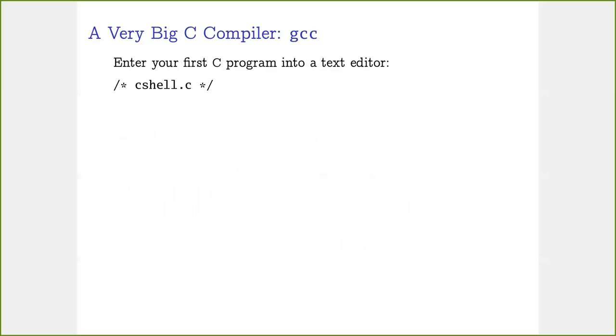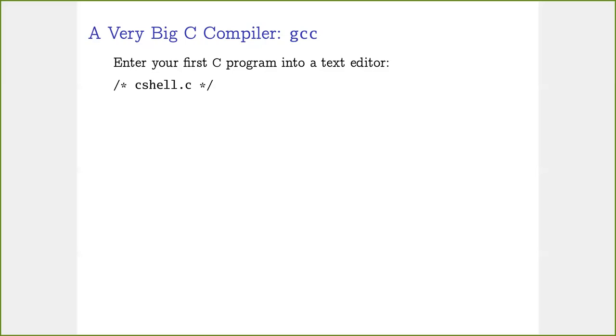Now let's go on and look at GCC. It is a very big compiler. In fact, GCC stands for the GNU Compiler Collection. It actually includes the option to compile many different languages. Let's enter our first C program, or a first C program, into a text editor.